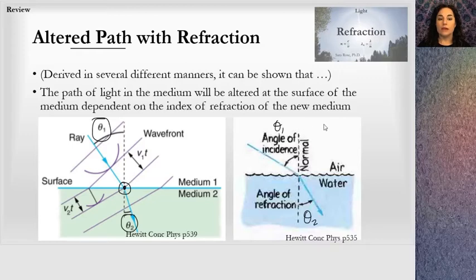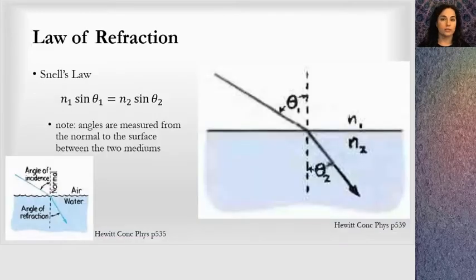Both of these angles are measured with respect to the normal here. So when you're doing problem solving, make sure you're identifying the angle with respect to the normal rather than any old angle just given in the problem. The law of refraction can be derived in several manners, and I've left that to you as an ambitious student to look in a textbook, either algebra-based or calculus-based. But this is what it comes down to. N1 sine theta 1 equals N2 sine theta 2.